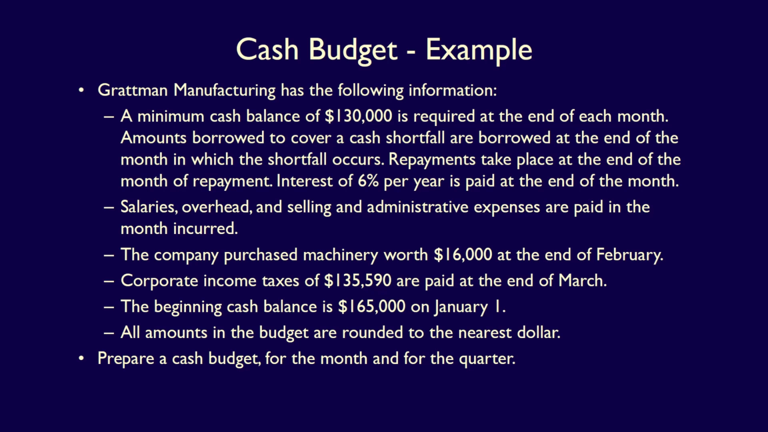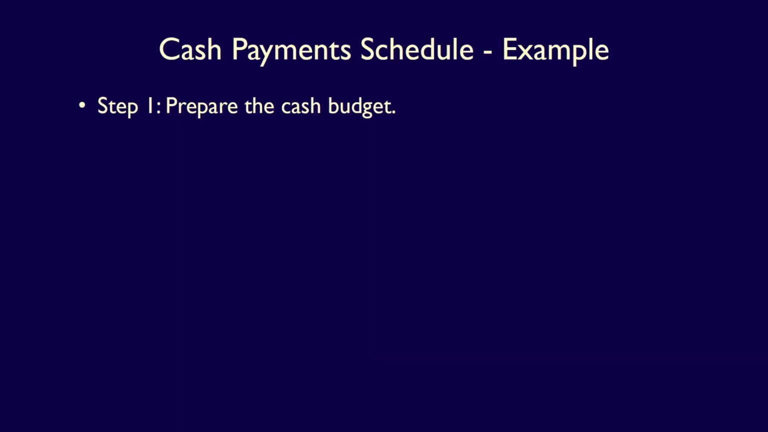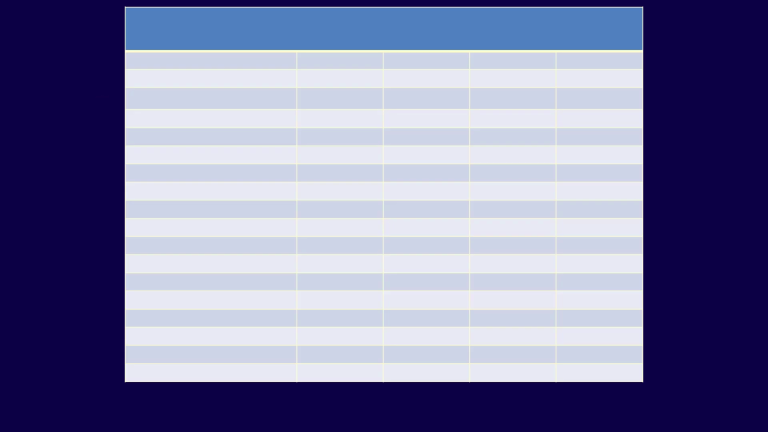The company purchased machinery worth $16,000 at the end of February. Corporate income taxes of $135,590 are paid at the end of March. The beginning cash balance is $165,000 on January 1st. All amounts in the budget are rounded to the nearest dollar. Prepare a cash budget for the months and the quarter. There is only one step. Prepare the cash budget. We're going to use a chart.